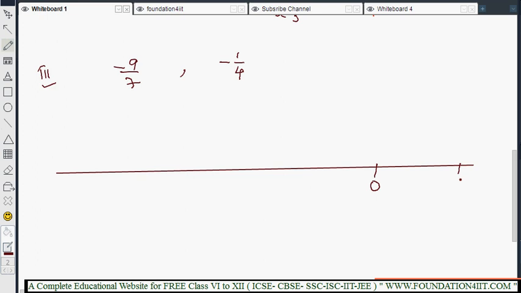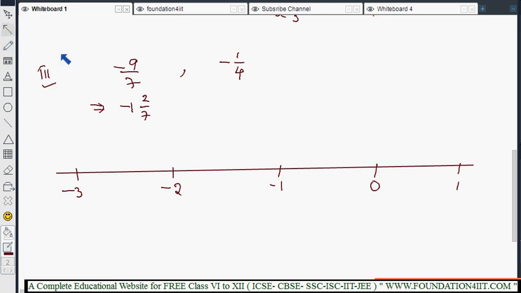Zero, that is 1, minus 1, minus 2, minus 3 and so on. So minus 9 by 7. If we convert it into a mixed fraction, this is minus 1 2 by 7, because 7 ones are 7, plus 2 is 9. Now we can do the division. Minus 1 2 by 7.